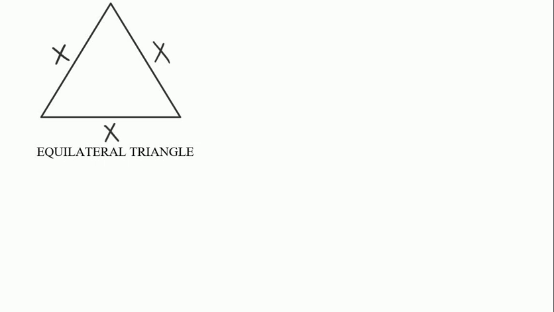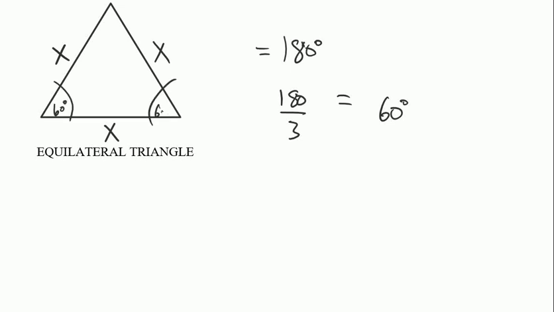Now, recall that all the angles in a triangle add to 180, right? Now, if that's the case and all these sides are equal, then doesn't each angle have to be equal as well? In that case, each angle would have to be 180 divided by 3, which is equal to 60. So this will be 60 degrees, this will be 60 degrees, and this will also be 60 degrees.